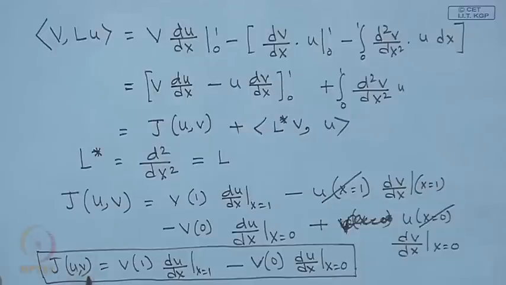Now, if we would like to force this J u v to be 0, we do not have any idea about du dx at x is equal to 0 and du dx at x equal to 1. So, we have to select, at x is equal to 0, v is equal to 0, and at x is equal to 1, v is equal to 0.